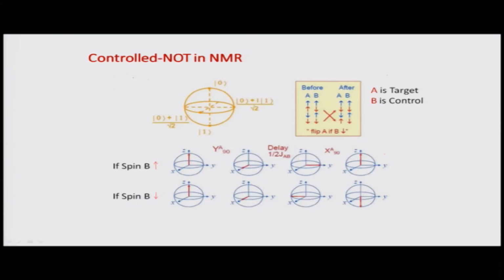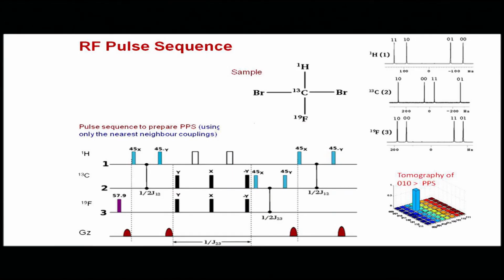pulse cycling. So, here it is a y 90-degree pulse followed by a delay to give the half J_AB coupling, and then it is again an x 90-degree pulse. If the spin B is down, then you provide a different way of doing this possibility. So, this is sort of like if you have a 2-spin system, then you have a flip A if B is down and vice versa.